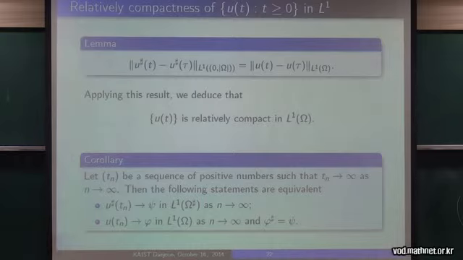So, corollary: let Tn be a sequence of positive numbers such that Tn tends to infinity as n tends to infinity. Then the following statements are equivalent. u sharp of Tn tends to psi in L1 of omega sharp as Tn tends to infinity, and u of Tn tends to phi in L1 of omega, with psi equal to phi sharp.